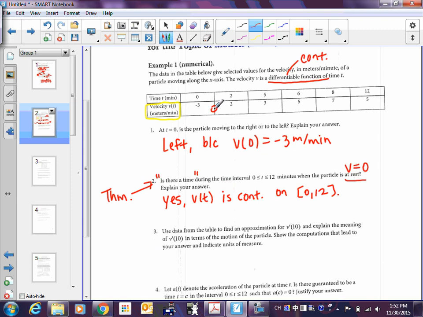Now, 0 is between -3 and 2. I'm going to list that out: -3 is less than 0, which is less than 2. I'm going to relate it back to the function. What was -3? It was v of 0. What was 2? It was v of 2.